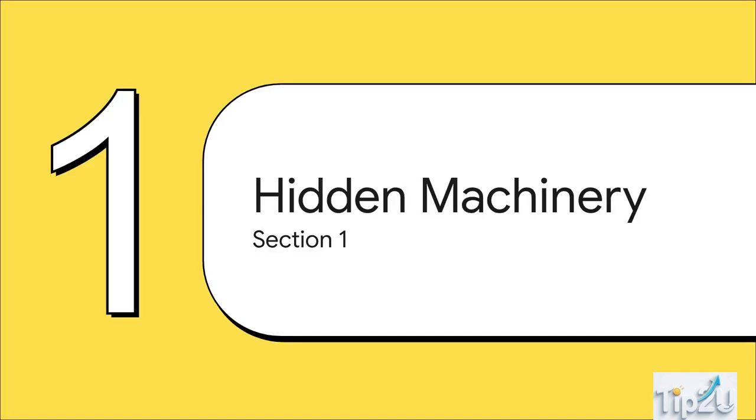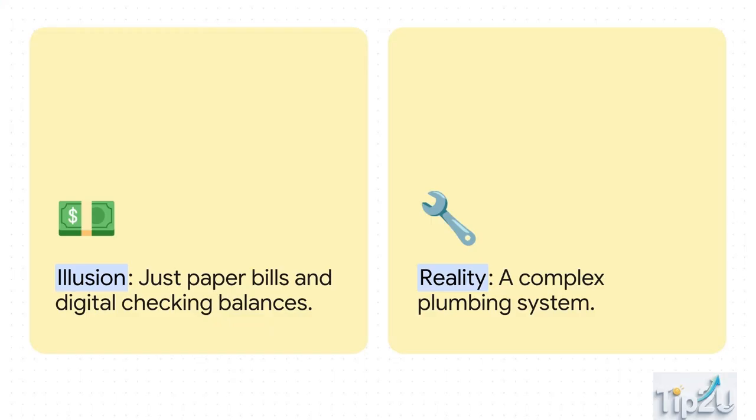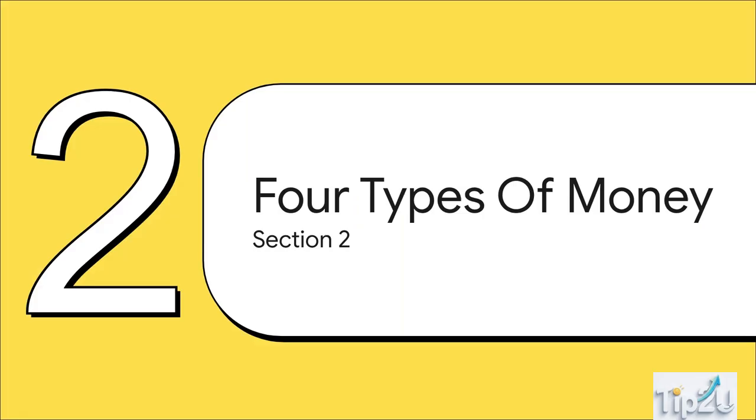Section 1, the hidden financial machinery. There's a really stark contrast between illusion and reality here. The illusion? That money is just that checking balance we use to buy groceries. But the reality is actually a highly complex plumbing system designed, maintained, and managed by a very small group of central bankers and technocrats. The money you and I interact with every day is literally just the very tip of an invisible iceberg.